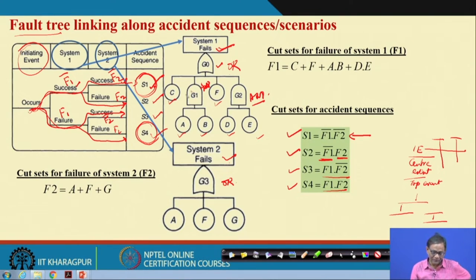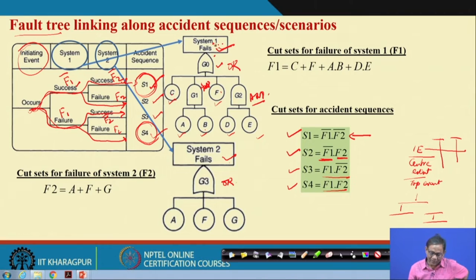If I consider the first one, system 1 failure, what is happening here? If C occurs, system 1 will fail. If F occurs, system 1 will fail because of the OR gate. But simultaneous occurrence of A and B also leads to system 1 failure, and simultaneous occurrence of D and E also leads to system 1 failure.